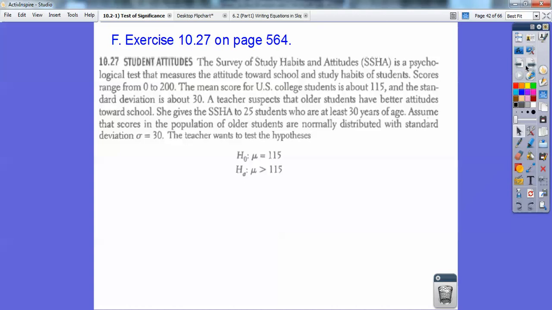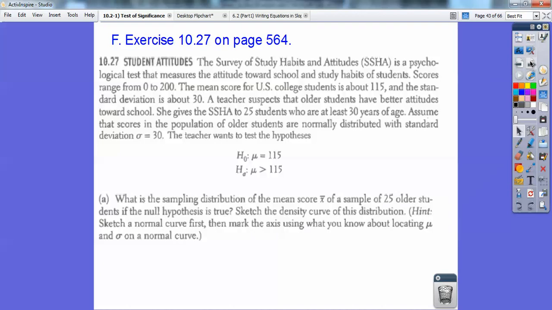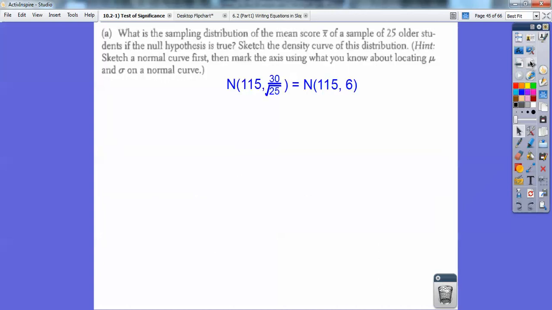So the teacher wants to test these hypotheses. The null hypothesis means there's no change. It's going to equal the population mu right there, 115. Okay, she wants to know that they have a better attitude, so the bigger the number is, the better the attitude is. So it's going to be greater than that. Okay, so what's the sampling distribution of the mean score of the 25 older students if the null hypothesis is true? So sketch a density curve of this distribution. Okay, so here it is.